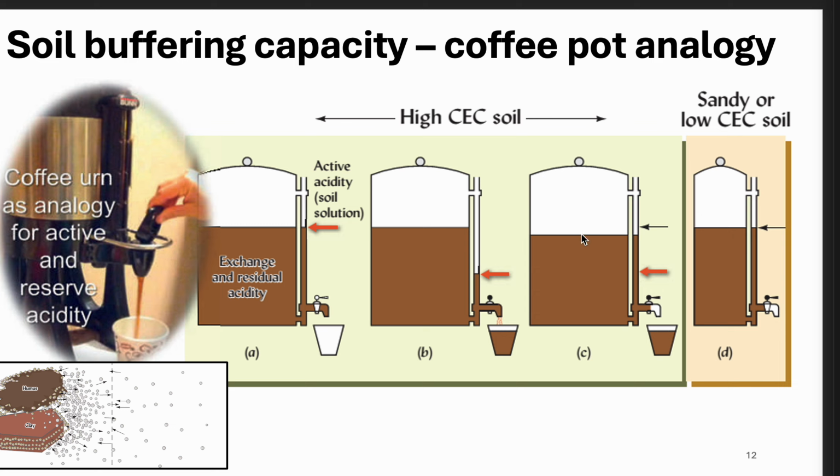If you could imagine taking the same amount of, in this case, coffee or active acidity out of this larger pot as the smaller pot, the smaller pot will move much further in comparison to the larger pot. So we would say that sandy soils or low CEC soils have a lower buffering action or power as opposed to high CEC soils.